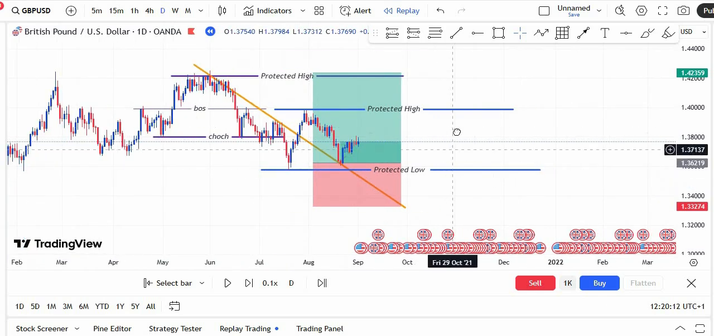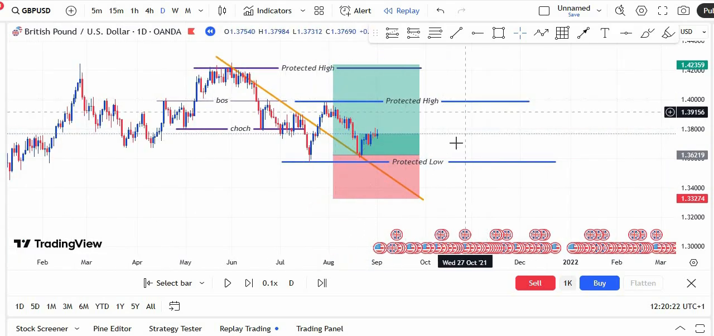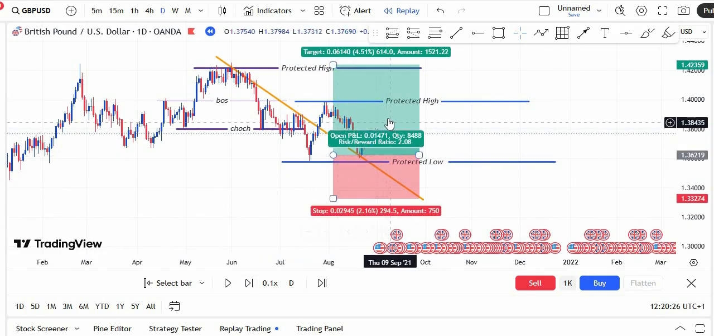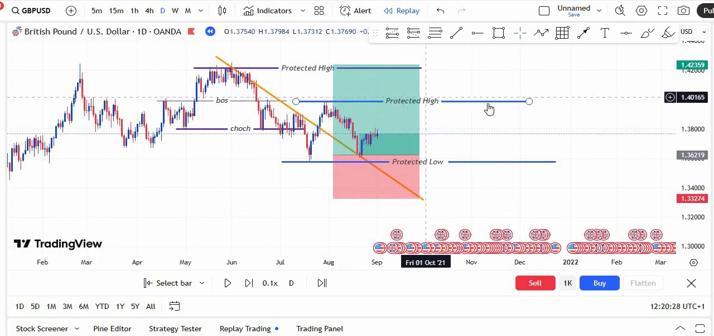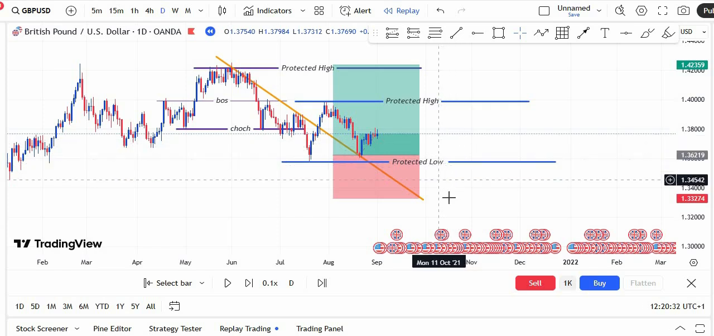I promise to make another video. If the previous one I dropped isn't detailed enough, I'm going to drop a more detailed explanation of market structure. Now, as you can see, we have a protected high and a protected low. If the market doesn't break above this protected high, what the market is doing is what we call a correctional move.